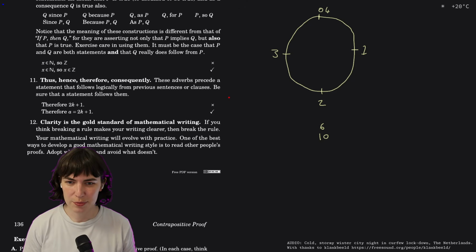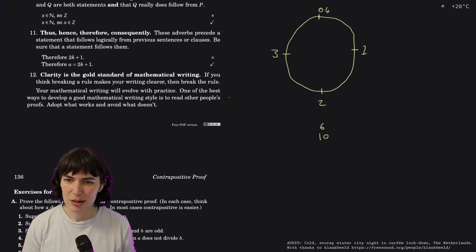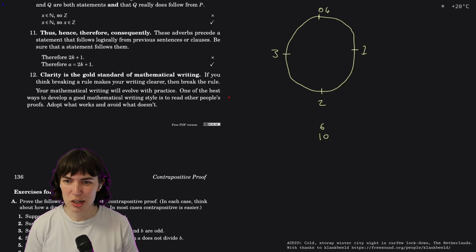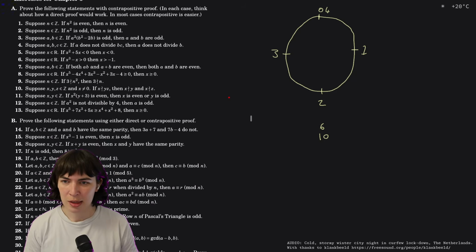Overall or whatever. 12. Clarity is the gold standard of mathematical writing. If you think breaking a rule makes your writing clearer, then break the rule. Your mathematical writing will evolve with practice. One of the best ways to develop a good mathematical writing style is to read other people's proofs. Adapt what works and avoid what doesn't. Fair enough. Yeah, makes sense.